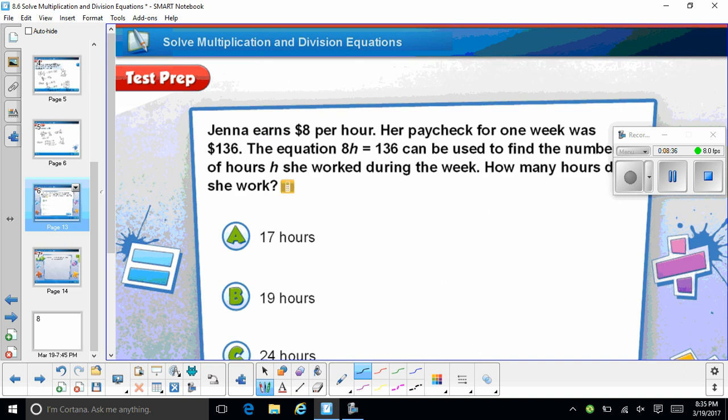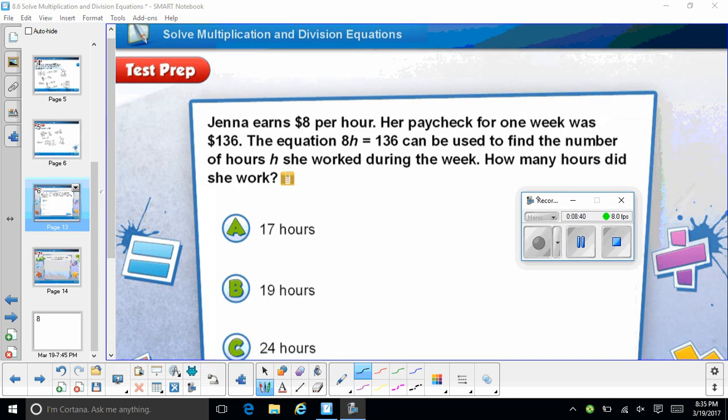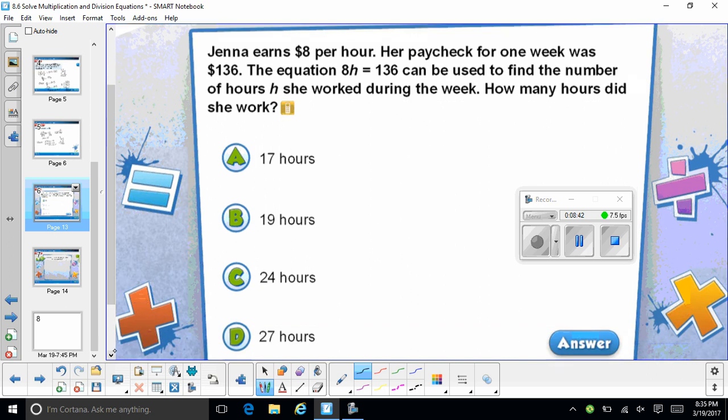What you're going to do now is you're going to copy down our test prep question into your notebook. You're going to rewrite your equation, and just like we've practiced in class, I should see your equation written out and your work solved neatly and set up, and then the check to prove that your answer is correct. Once you have this completed, continue to hit play.